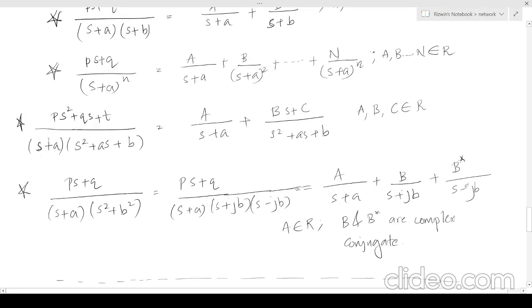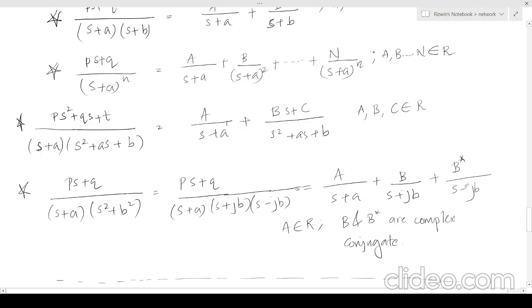Now the other form is (p s square plus qs plus t) by (s plus a) into (s square plus as plus b). We know there is a single term over here, so we split it in partial fraction as A by (s plus a), plus a second term. The speciality of this term is you couldn't write this in the form of (s plus a) into (s plus b) because it doesn't have a real root. So in that case we split the term as (bs plus c) by (s square plus as plus b), where a, b, c again are real numbers. So we can write this alone in this way.